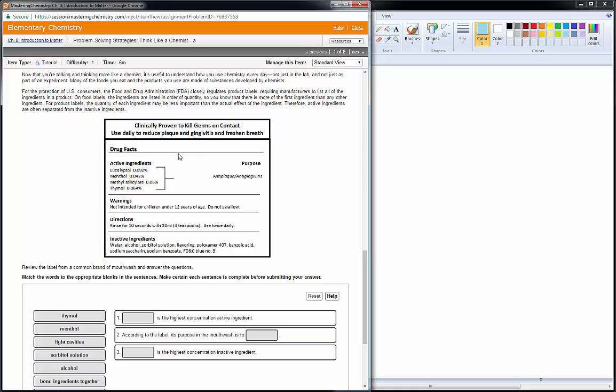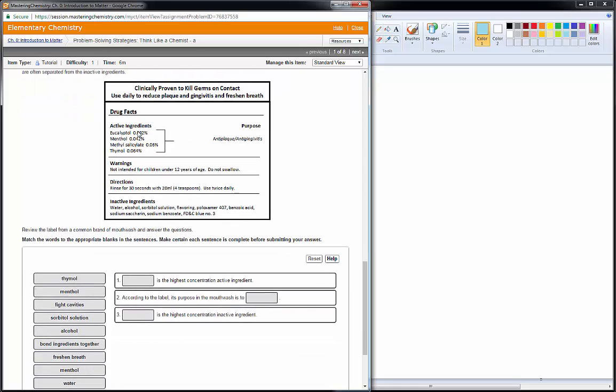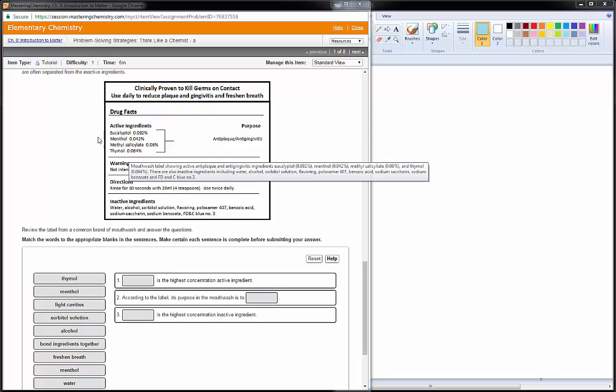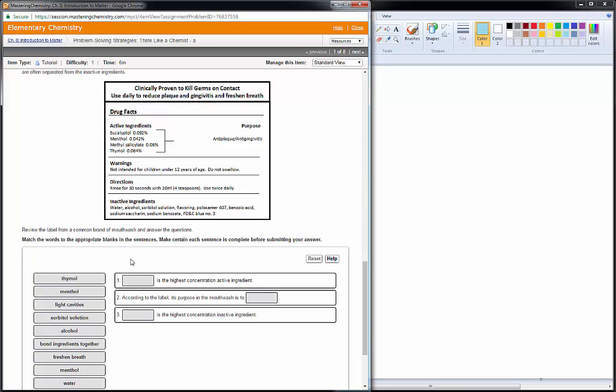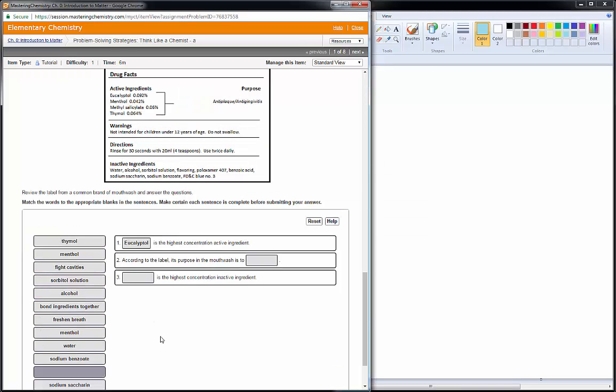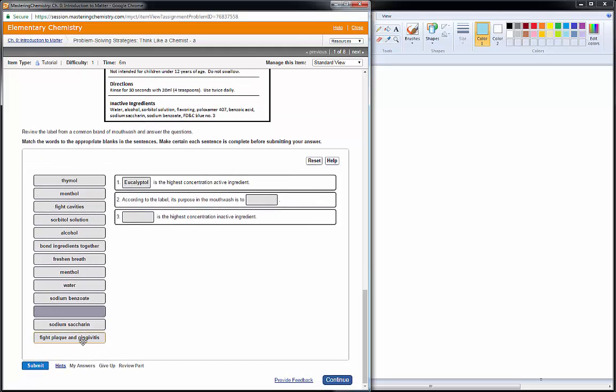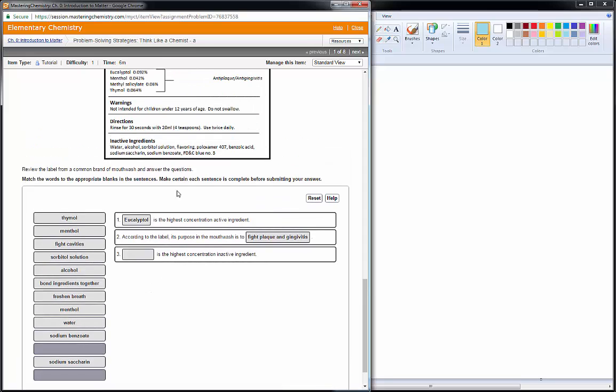So based on that, we can make a couple of observations of our active ingredients here. Which of these is the highest concentration? We have 0.092%. It looks like eucalyptol is the highest concentration active ingredient. What does the mouthwash do? The purpose is anti-plaque, anti-gingivitis, which is fight plaque and gingivitis. And the highest concentration inactive ingredient is water, because it's the first one listed.